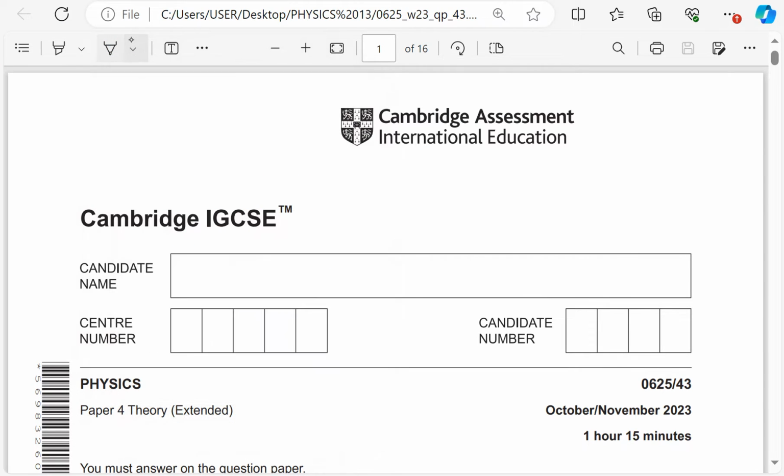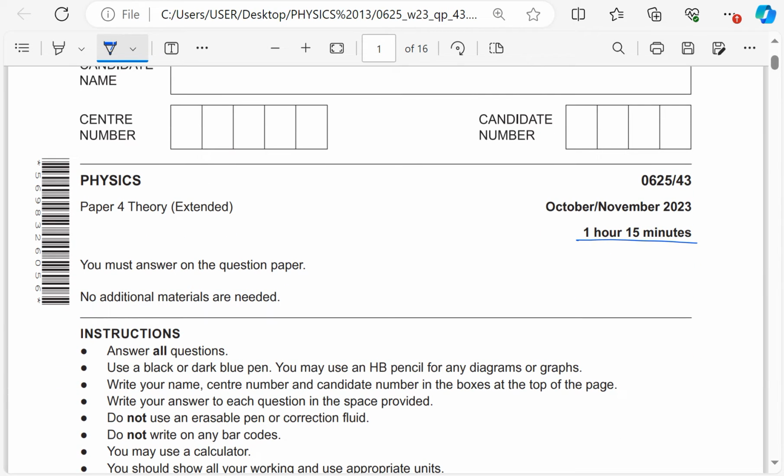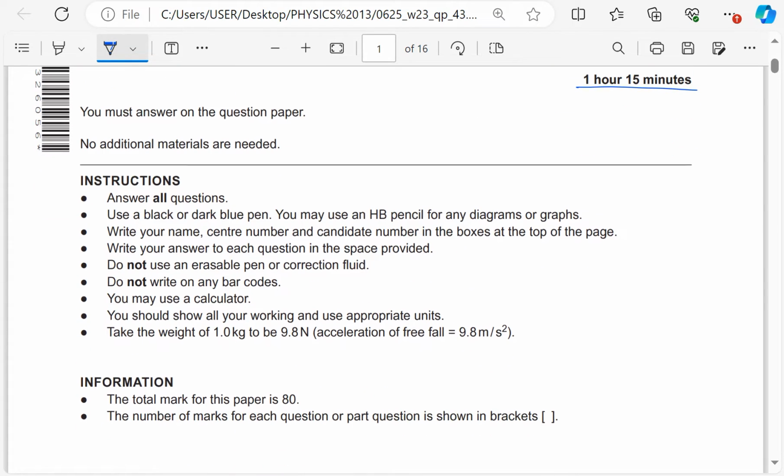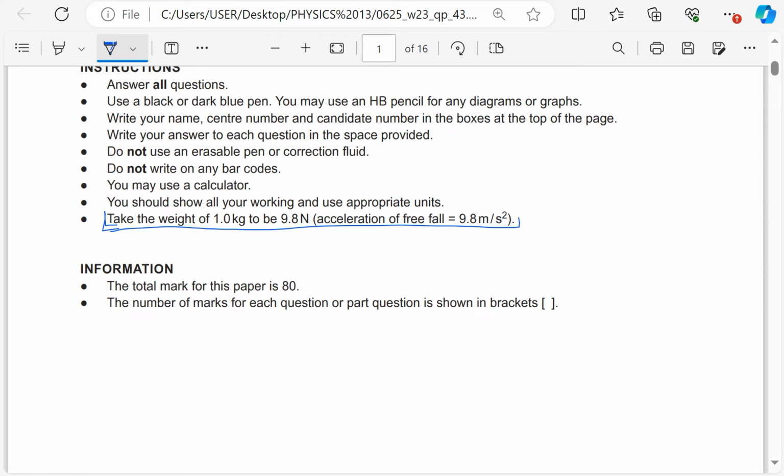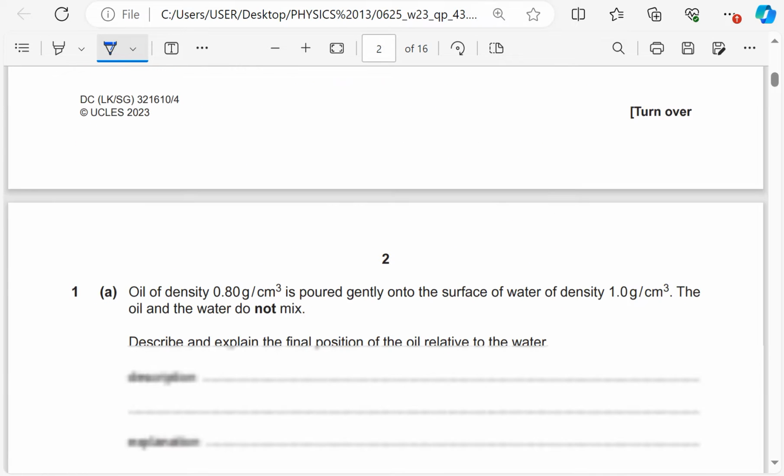So here is the question paper. It is supposed to be 1 hour and 15 minutes. I may take a little more time because I try to explain a lot of things. I would like to also remind you of g as 9.8 instead of 10, as it was in the previous curriculum. So question number 1.